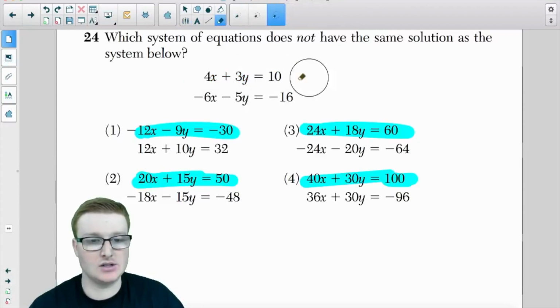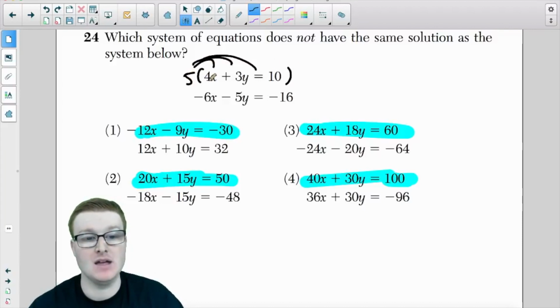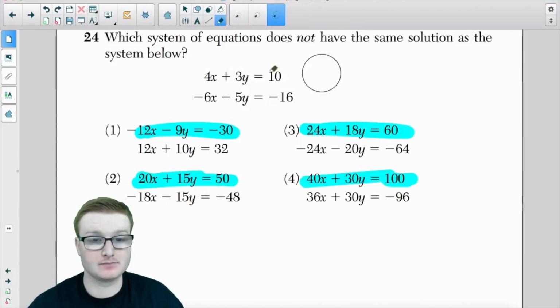So in this case, 4 times what gives you positive 20? Well, 4 times 5 gives you 20. So take the 5 and multiply it. 5 times 4 gives you 20. Good. 5 times 3 gives you 15. Good. 5 times 10 gives you 50. Good. So that's a good answer as well so far.